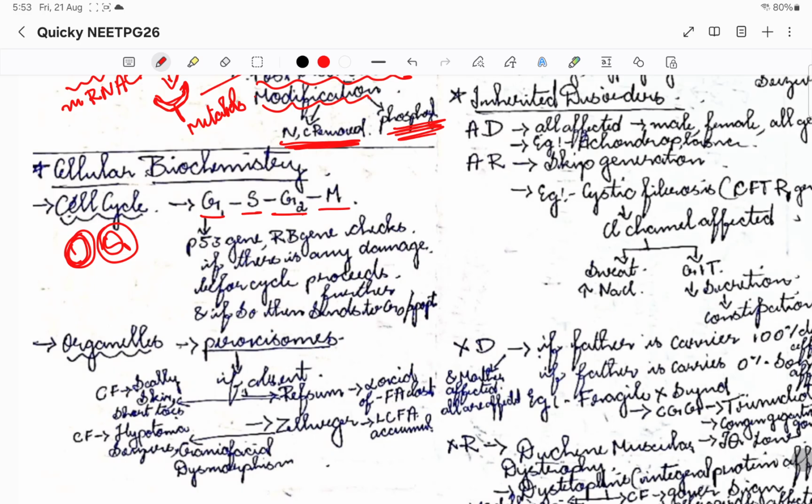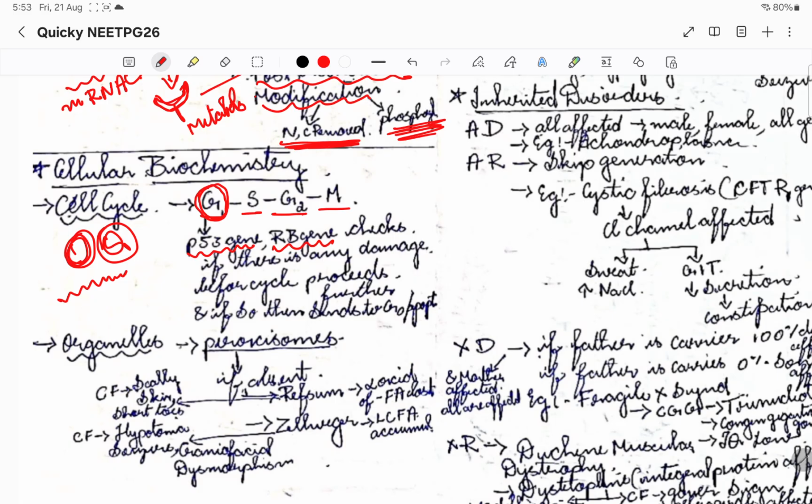These are the four phases that we all know. There is also one more phase called the G0 phase. Let us learn what the G0 phase is and why it is very important. In the G1 phase, when the cell cycle starts, there is a gene called the P53 gene, and the RB gene. What it does is it checks if there is any damage before the cycle proceeds further. During the cell cycle, the P53 gene and RB gene check whether there is any damage in the DNA.